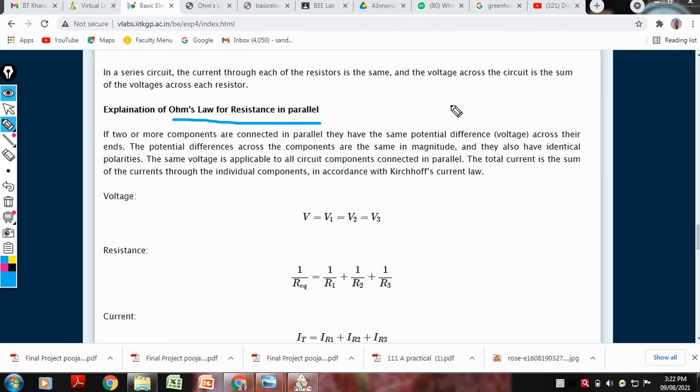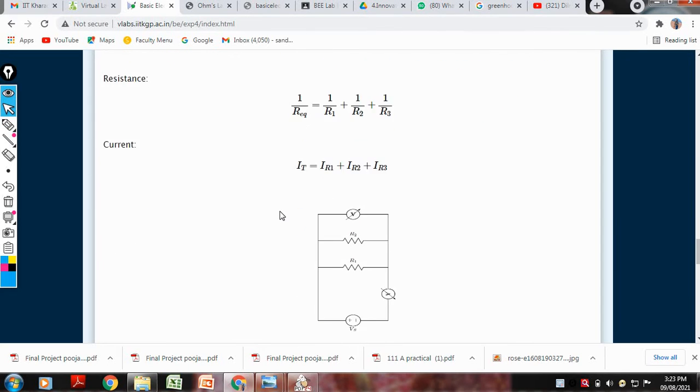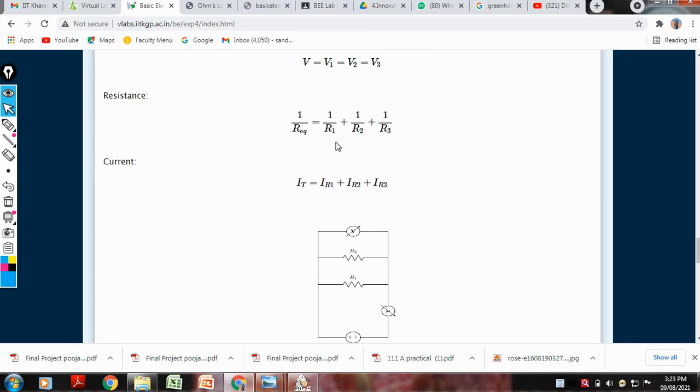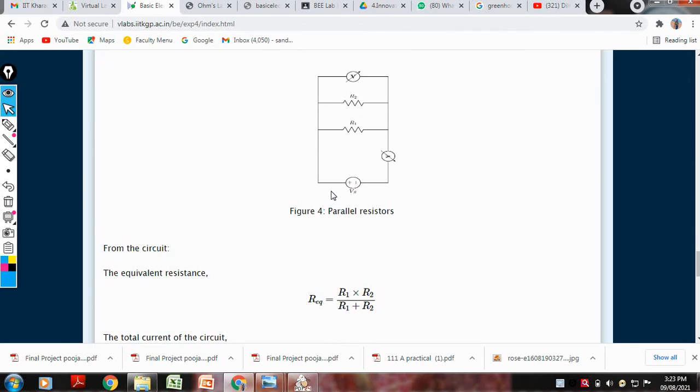Resistances connected in parallel. Here the voltage is V is equal to V1 is equal to V2 is equal to V3. Then 1 upon R equivalent is equal to 1 upon R1 plus 1 upon R2 plus 1 upon R3. Then IT is equal to IR1 plus IR2 plus IR3. That is, two resistances connected in parallel.